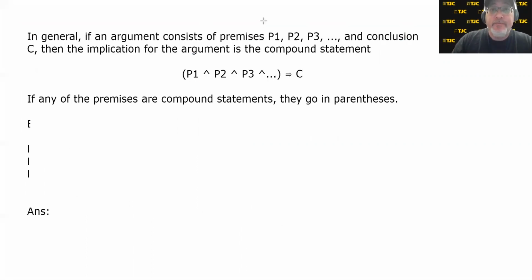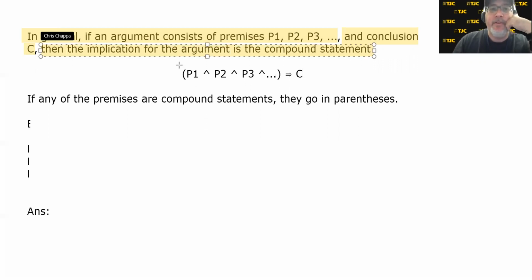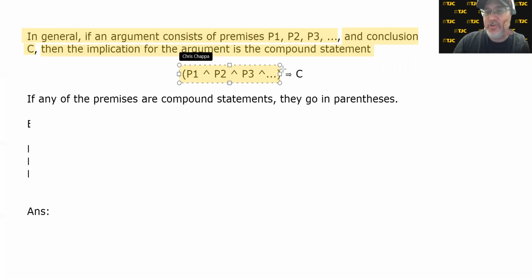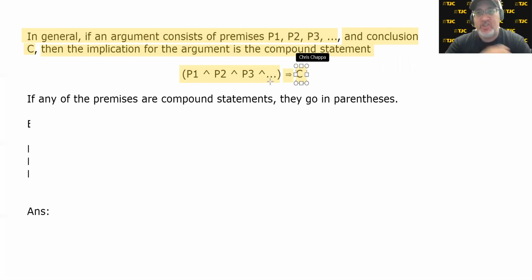In general, if an argument consists of premises P1, P2, and P3, and there could be more than 3, and conclusion C, so we'll call it C for conclusion, then the implication for the argument is the following compound statement. The conjunction of the premises pointing to the conclusion. Notice it's very small there, but notice the double line arrow. That is just a conditional, but it's like a conditional on steroids. It's like I'm not just a conditional, I'm a conditional for the whole argument. So I get 2 lines.